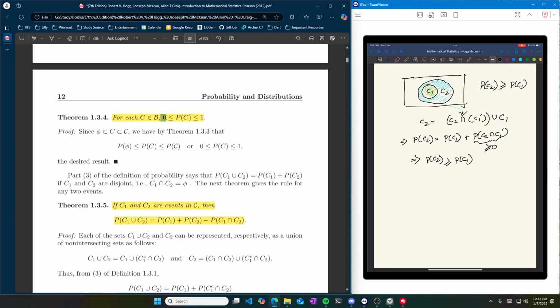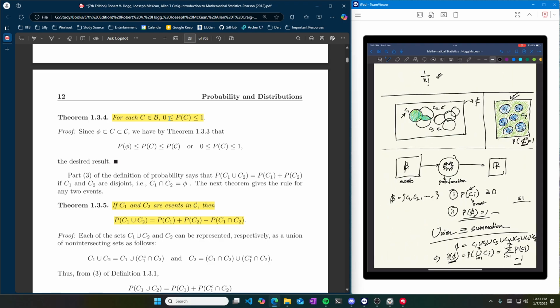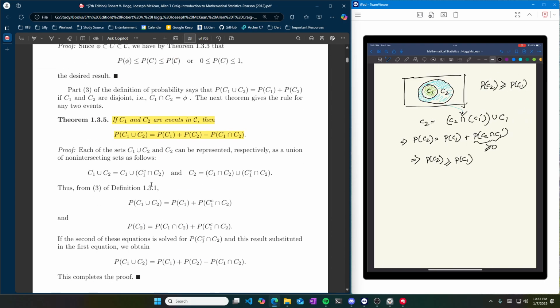For each C, 0 is less than or equal to P of C. Okay, for any event, it has to lie within 0 and 1. We already know that the sum of all events is 1, and it has to be non-negative, so it is already proven. Like when we were defining the probability, I already said it is understandable. Okay. If C1 and C2 are events in C, then the probability of the union of them is equal to this. Now we can first see visually why it is, then we can go into the proof itself.